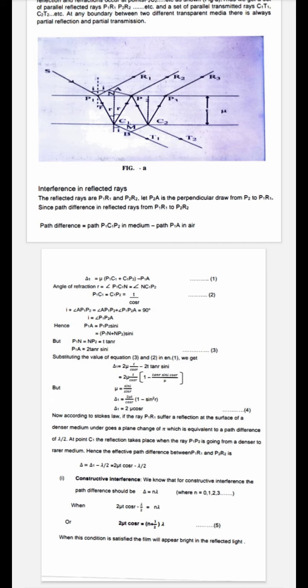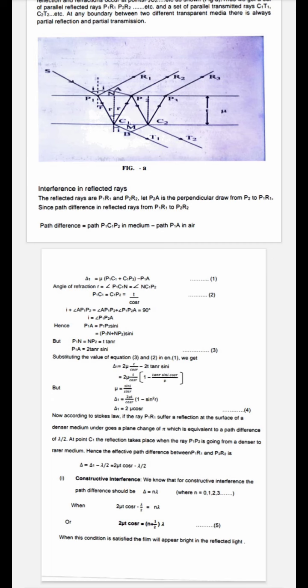Now, according to Stokes' law, if the ray P1R1 suffers a reflection at the surface of a denser medium, it undergoes a phase change of pi, which is equivalent to a path difference of lambda by 2, where lambda is the wavelength of the light.